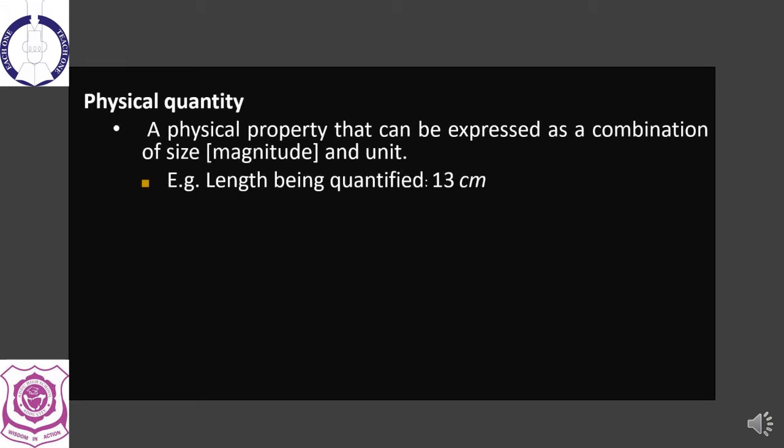Now, if we combine the above mentioned terms, we get physical quantity. It can be defined as a physical property which can be expressed as a combination of size and unit. In the example mentioned, length is given as 13 centimeters. Here, 13 is the size and centimeters is the unit. Sometimes, instead of size, magnitude can also be used.